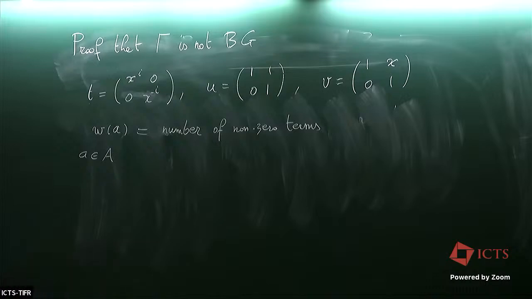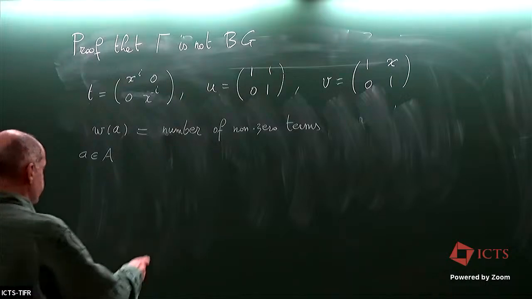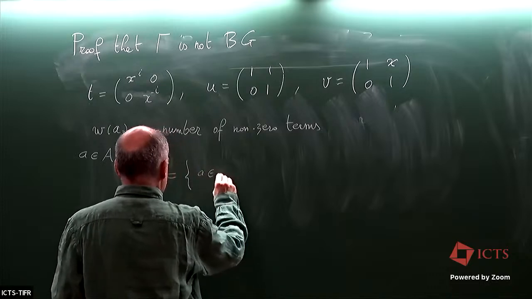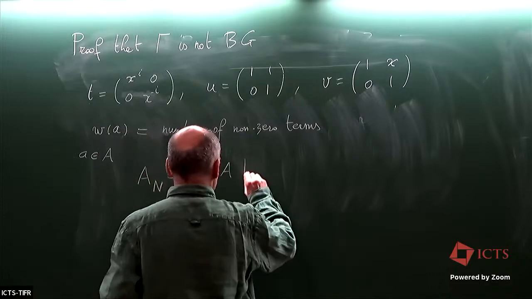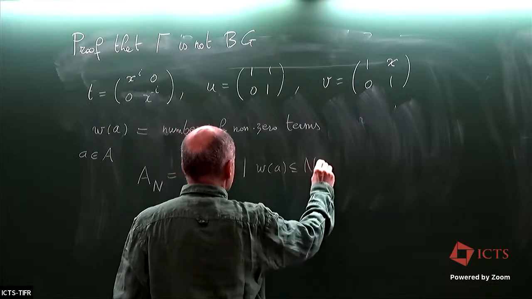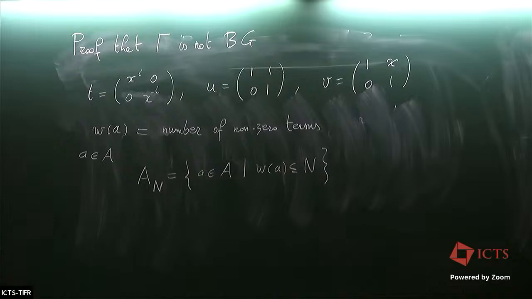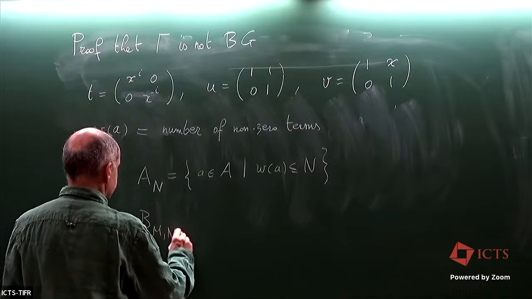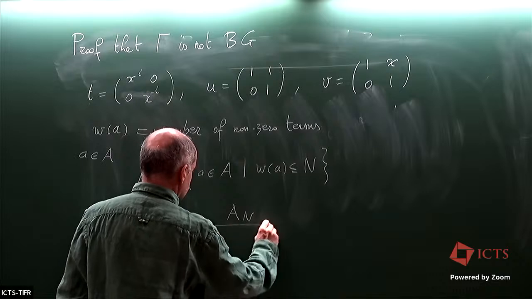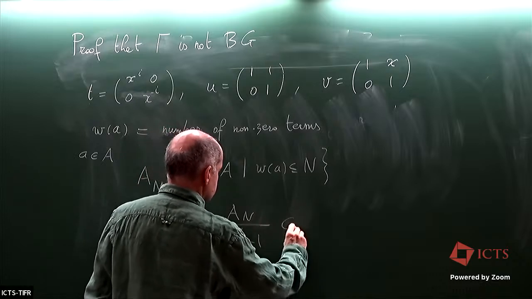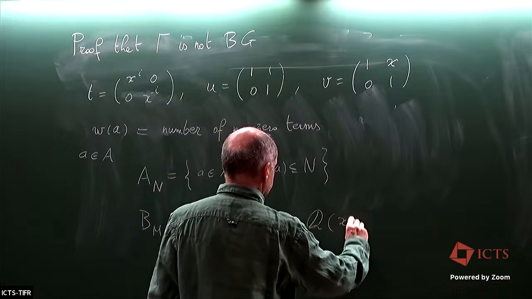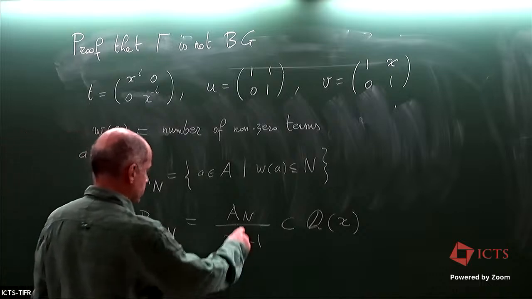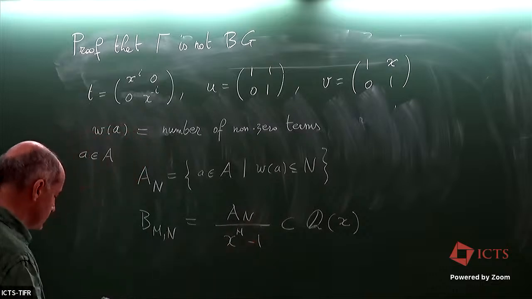So the width is the number of non-zero terms in the polynomial A, and then I define this set A sub n, the set of elements A having width at most n. This is not a subgroup, but it's stable by multiplication by integers. And B sub m,n equals A sub n divided by x to the m minus 1. So this is a subset of the field of rational functions. It means take all the elements of A sub n and divide by this polynomial.